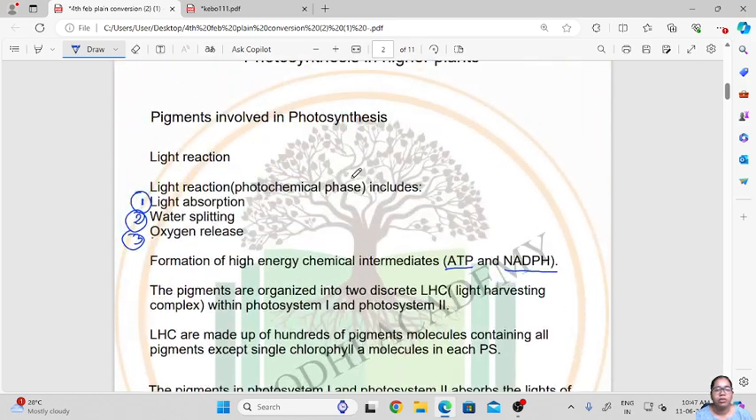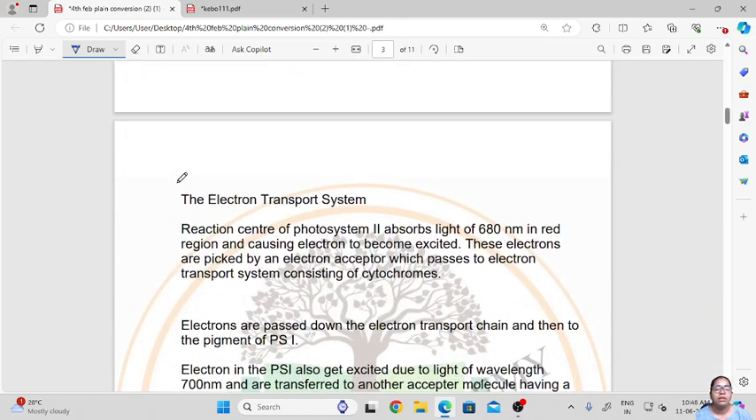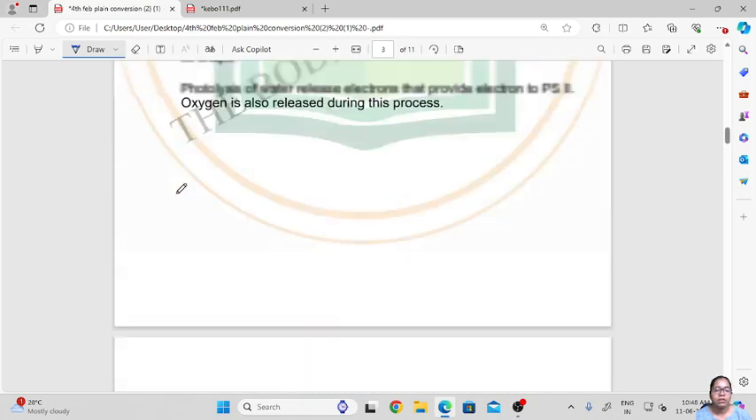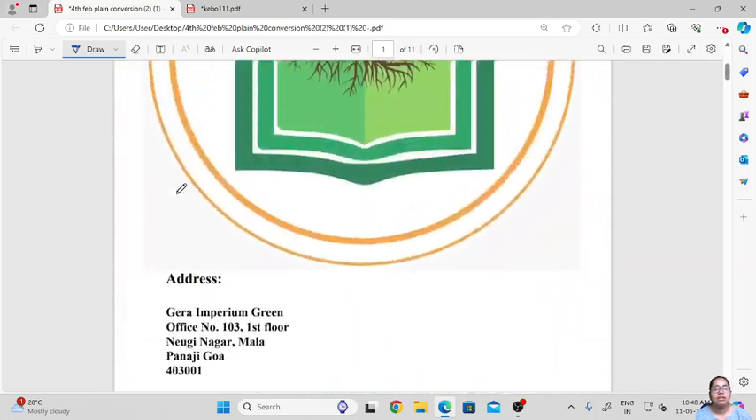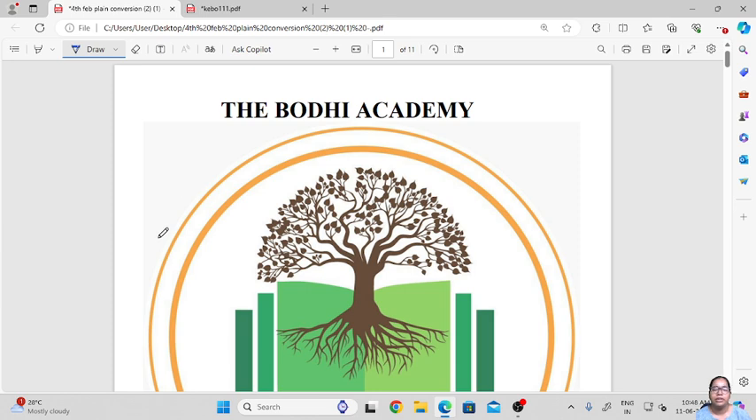So in this video, what we have learned is what are the pigments which are involved in the process of photosynthesis, which are the phases which light reaction includes. Then we have seen the electron transport system, that is the Z scheme. So these are the things which we have covered in today's video.